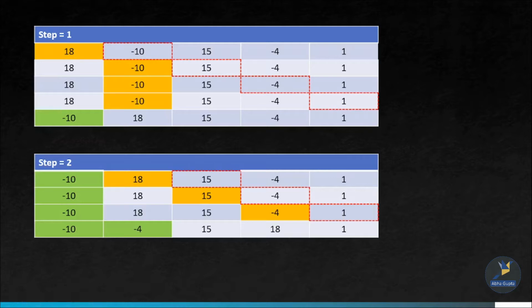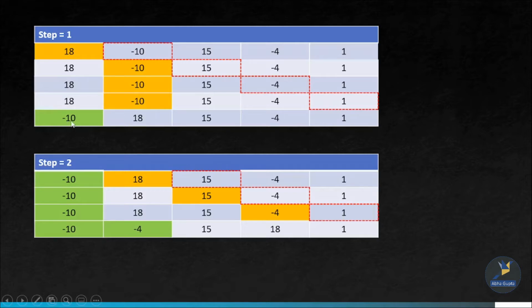-10 is smaller than 18. Again, -10 is compared with 15. -10 is smaller. -10 is compared with -4. Still -10 is the smaller value. -10 is compared with 1. So in the first iteration, we got -10 as the smallest element. We place it at the beginning of our unsorted list, swapping -10 with 18.